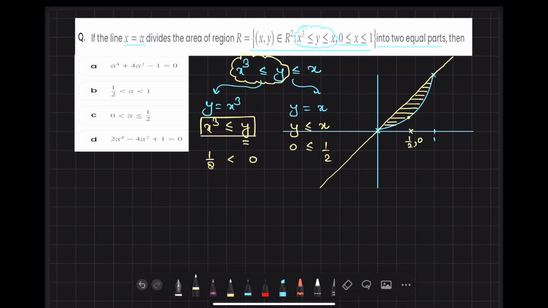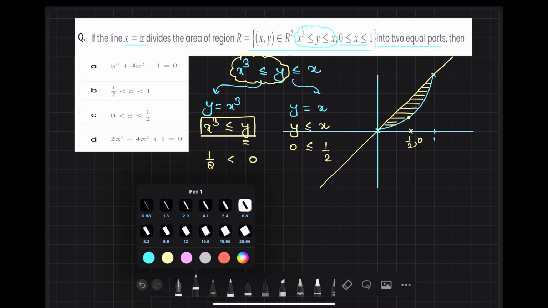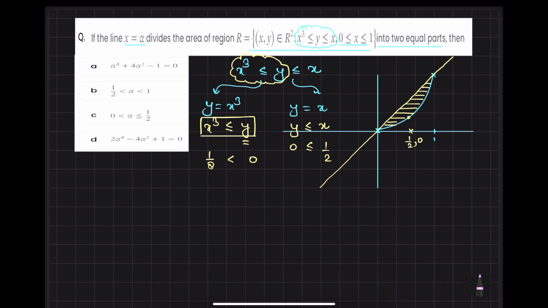Now look at how we will proceed. They are saying that there is one x, named alpha, which divides the region into two equal parts. Two equal parts means two equal areas. So suppose that this is the line x equals alpha. So you have to find out this situation.